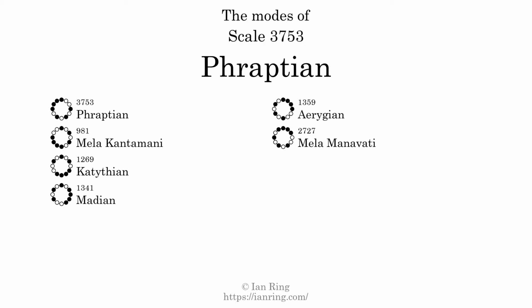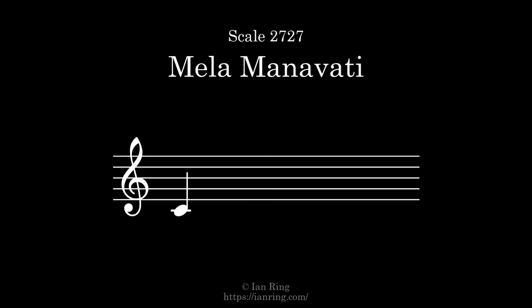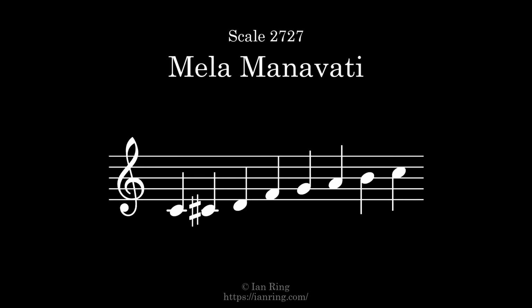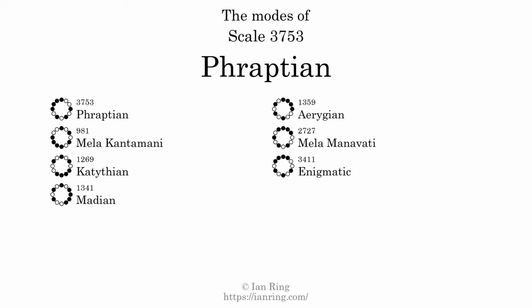The sixth mode is scale 2727, also known as Milomanavity. It sounds like this. The seventh and last mode is scale 3411, also known as enigmatic. It sounds like this.